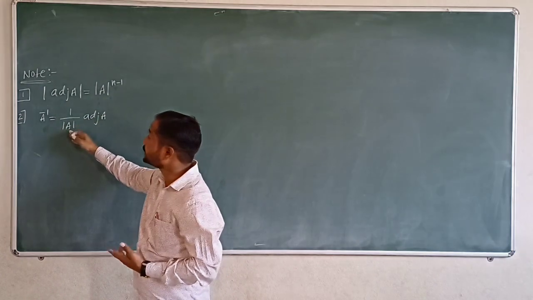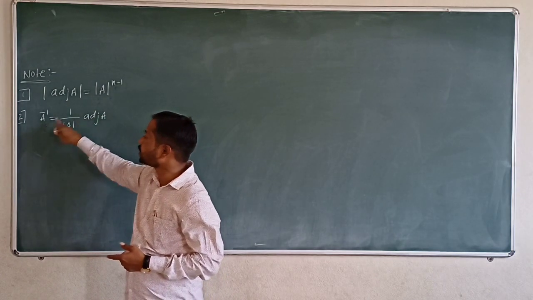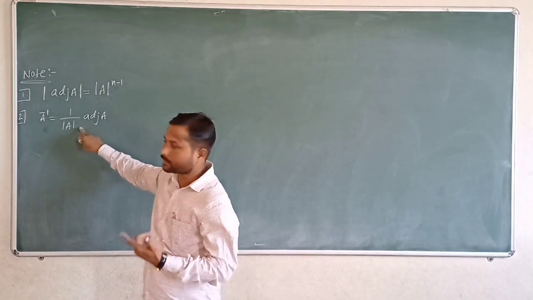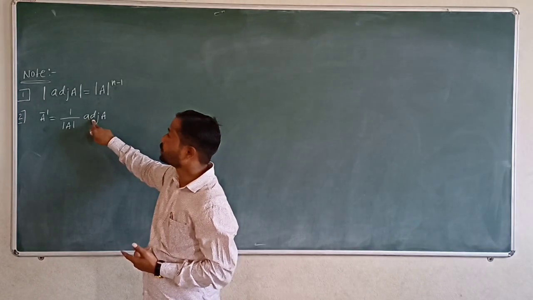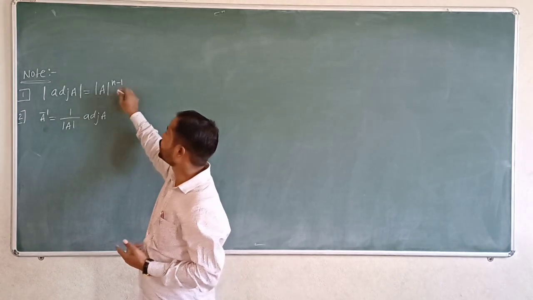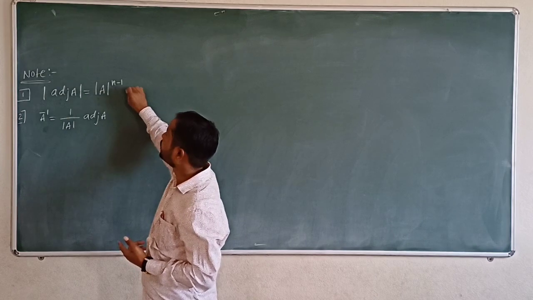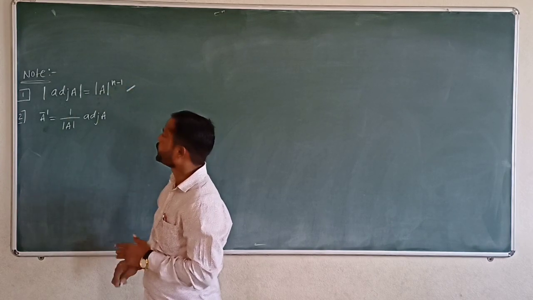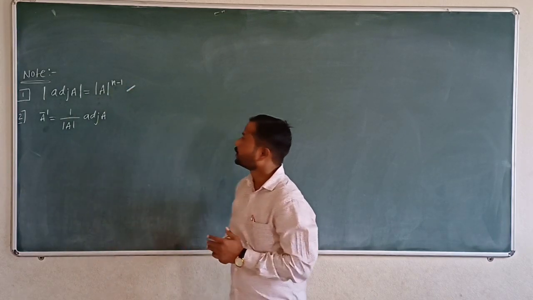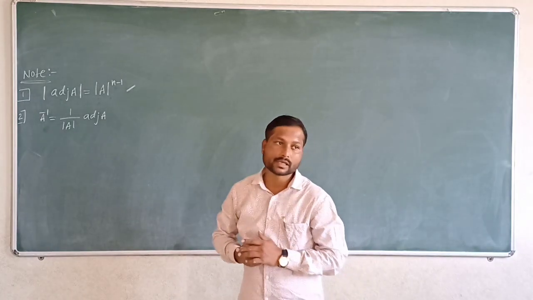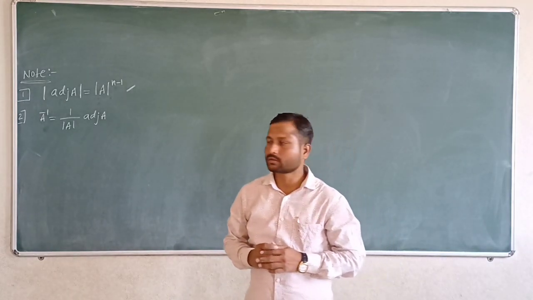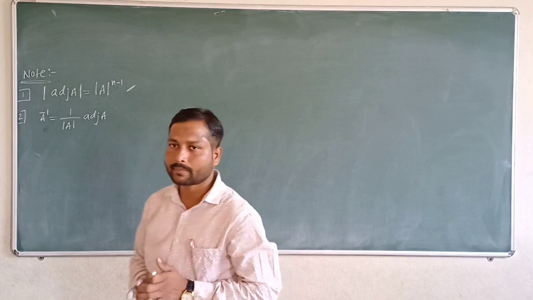The second one is the inverse formula, that is A inverse is equal to 1 divided by determinant of A into the adjoint of A now. Right. This will help in many MCQs. So remember the first point, determinant of adjoint of A is equal to determinant of A power n minus 1 now. Right.